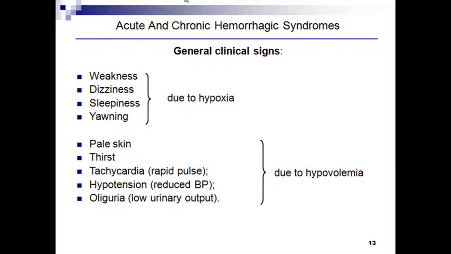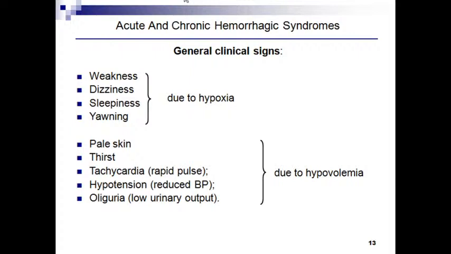Due to the first mechanism, we can see weakness, dizziness, sleepiness, and yawning. Due to hypoxia of the brain, because the central nervous system suffers from hypoxia first, very fast, prior to other physiological systems. Due to hypovolemia, we can see pale skin and cold skin due to peripheral vasoconstriction.